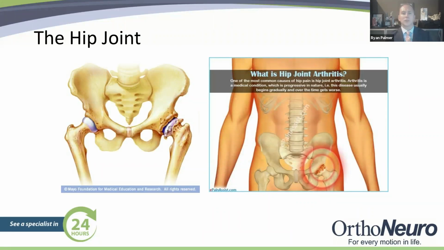Then we go to the hip joint itself. As I mentioned before, the location of pain for the hip joint itself is typically in the groin, in the front of the hip or in the front of the thigh. Every once in a while, the hip joint can register as a deep posterior buttock pain, but typically posterior pain is referred back pain or the SI joint. So we're going to focus on the anterior hip pain, where hip joint arthritis typically manifests its pain.